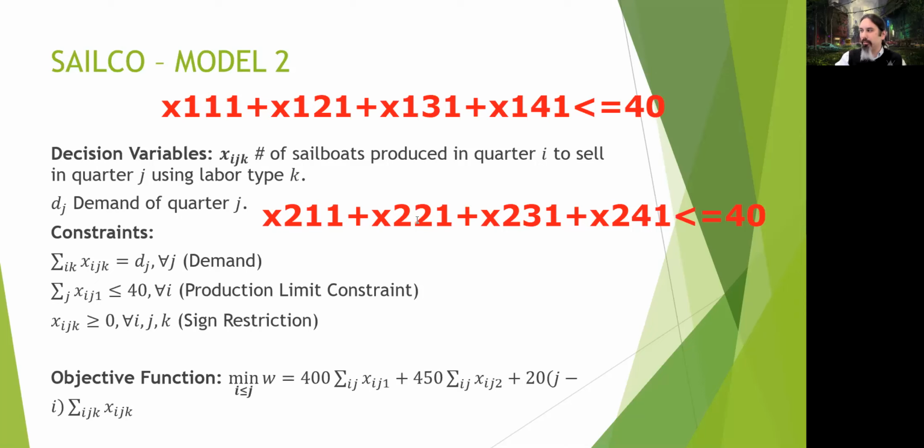They can be greater than 0, but the total cannot be greater than 40, because that is the number of sailboats I can produce in the second period. This is the production period, as you can remember. The second period with normal time is at most 40. So I can write these like that.